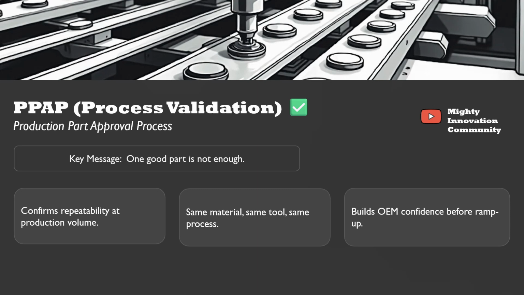After part approval comes the PPAP. PPAP stands for Production Part Approval Process. PPAP is not just about the paperwork. It proves one thing: the supplier can make this same good part again and again, at the required production volume. So this milestone gives confidence for mass production.